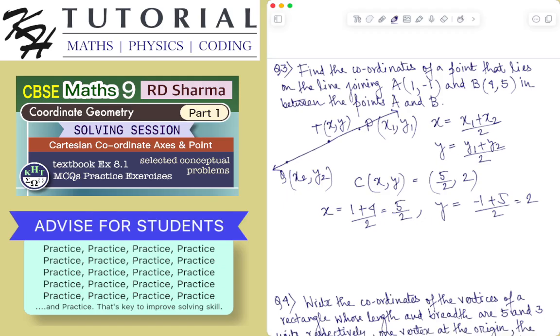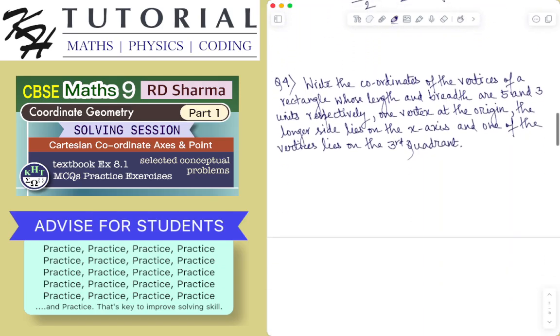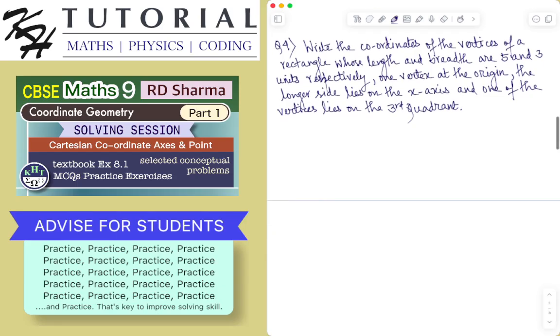Okay. Let's see the next problem. Question number 4. Write the coordinates of the vertices of a rectangle whose length and breadth are 5 and 3 units respectively. So we have a rectangle whose length and breadth are given in units as 5 and 3. We have to find the coordinates of its vertices. One vertex of the rectangle is at the origin. Okay, so let's draw the Cartesian coordinate axes, the y-axis and the x-axis.